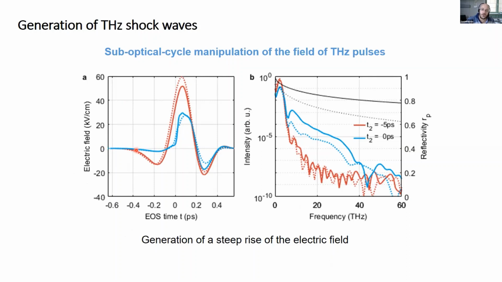So for example, here you see that if you use a pulse like the red one, that is a terahertz pulse standard, you can cut it with such a short pulse that basically the new waveform has an abrupt and steep onset. So it becomes a shock wave in the terahertz frequency domain. And also in this case, you're going to generate way more frequencies that basically span from 0 to 60 terahertz.